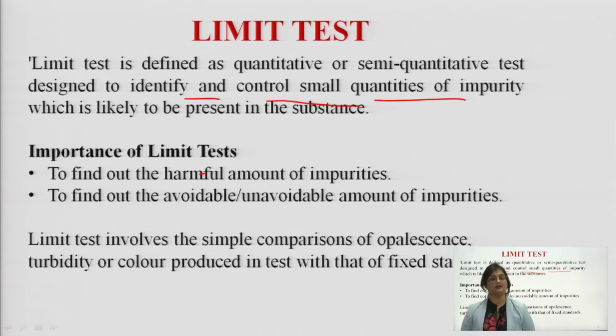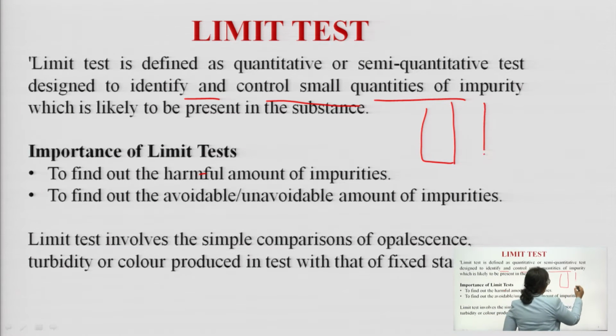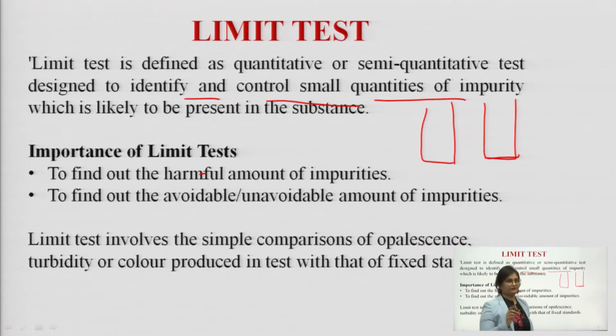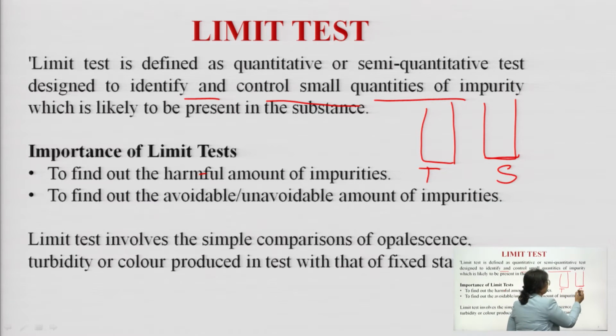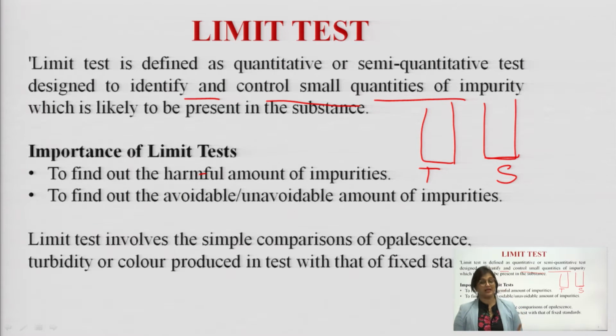Nessler cylinders are made of high-grade borosilicate glass, which has a very good see-through property. So in a limit test, we take a test Nessler cylinder and a standard cylinder. First we take a test sample and next a standard sample. The test cylinder contains our sample, which we want to check for impurity.